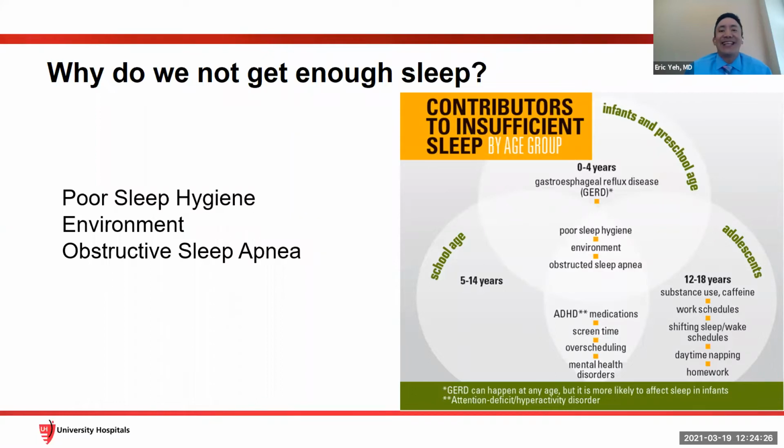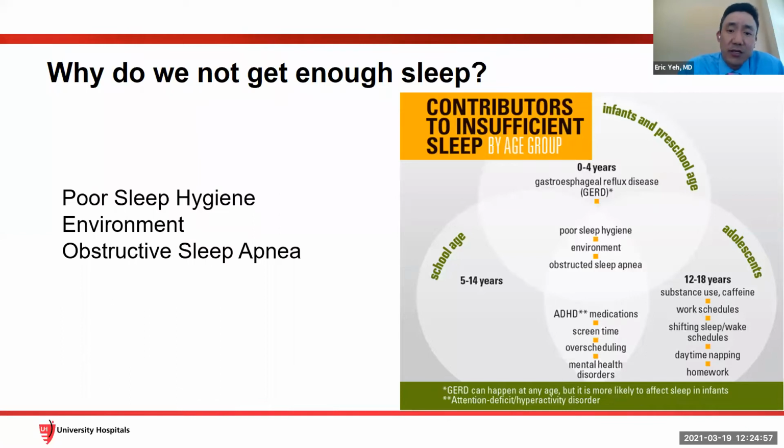So why do we not get enough sleep? This is mainly focused on what we know about what affects our children, but some of these also affect us as well. As kids, they have acid reflux, school age, and adolescence, they have different things. But if you see this Venn diagram right down there in the middle, poor sleep hygiene, environment, or obstructive sleep apnea, that affects everybody. That affects adults as well.